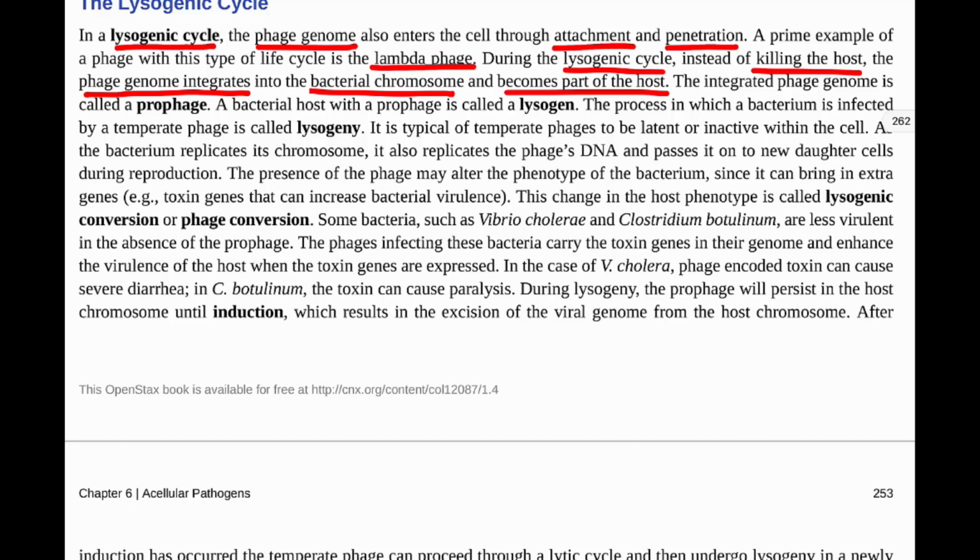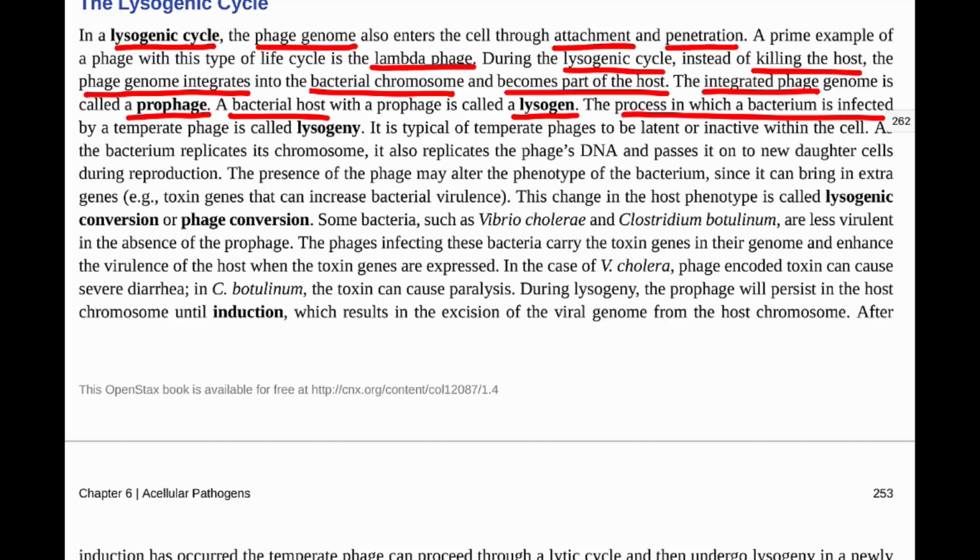The integrated phage genome is called a prophage. So when we've put the piece of viral DNA into the host DNA, that DNA inside of the host DNA is called a prophage. Then a bacteria cell that has that happen to it is called a lysogen. So a bacteria that has been infected with a bacteriophage and has a prophage in its chromosome is called a lysogen. The process in which a bacterium is infected by a temperate phage is called lysogeny.